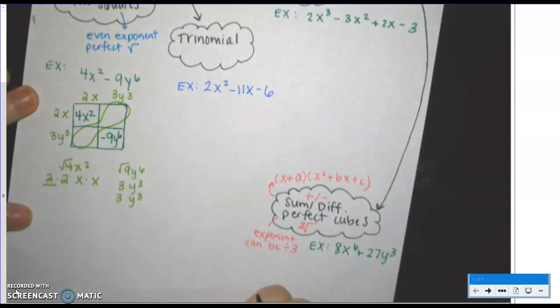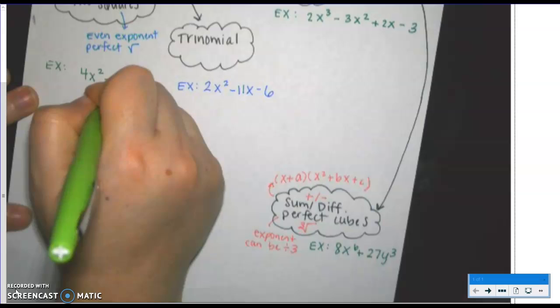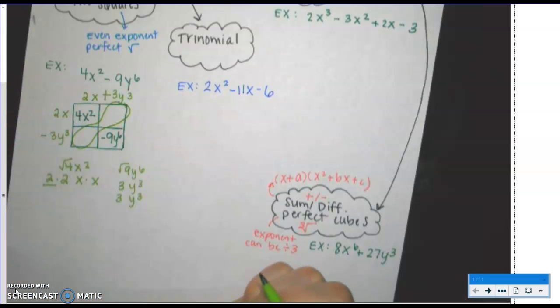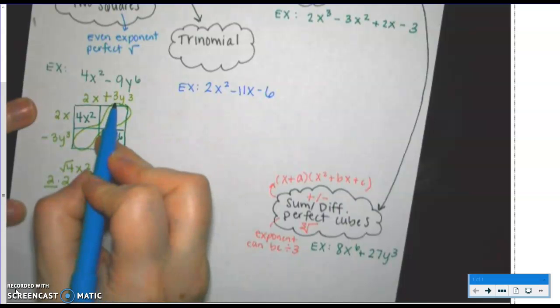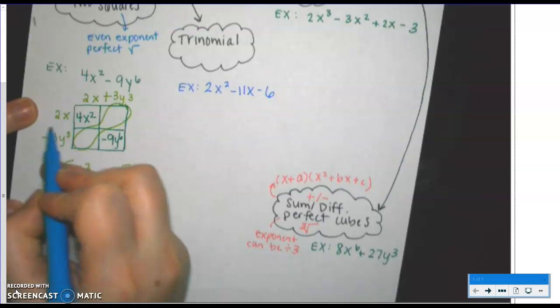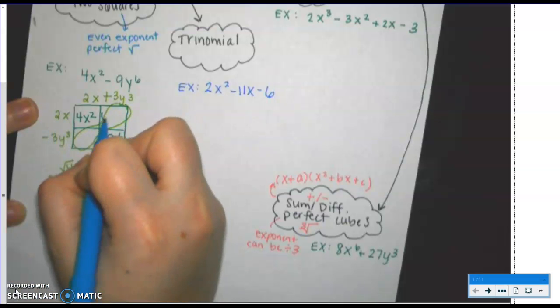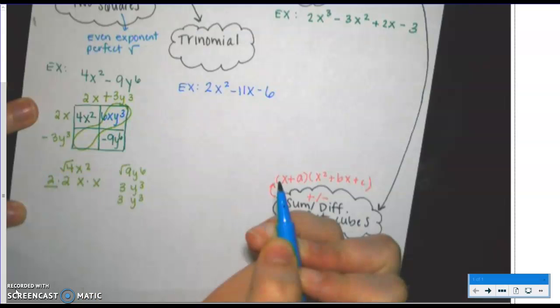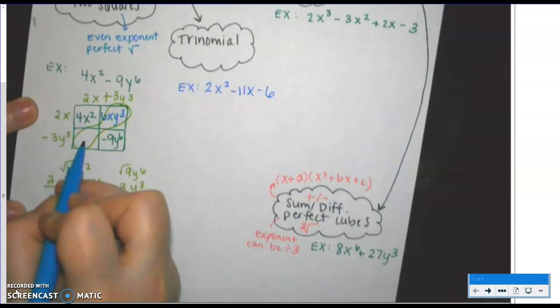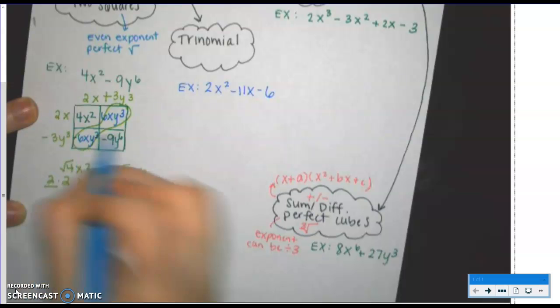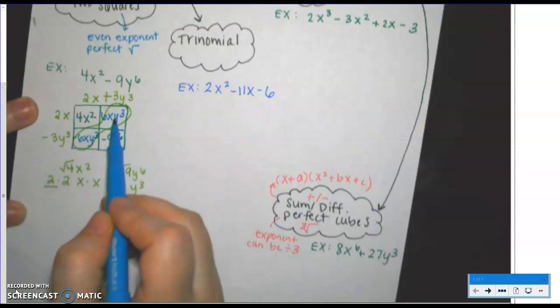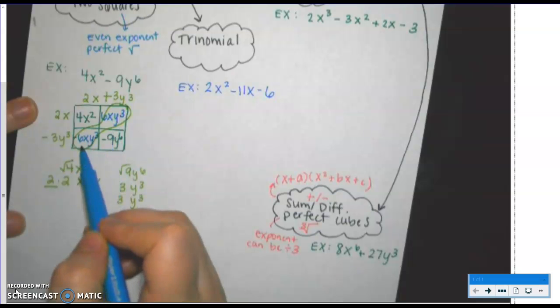3y cubed. All right, one of them has to be positive, one of them has to be negative. It doesn't matter which one is which because they're the same until you do that step. All right, and this is why I like putting it in the box, because now I can multiply this out and check and make sure that it actually works. So if I multiply the 3y cubed times the 2x, that's going to give me 6xy cubed. And if I do the same thing for the negative 3y cubed and the 2x, that's going to give me negative 6xy cubed. And that's perfect because that equals 0. When you combine those, they'll cancel each other out.